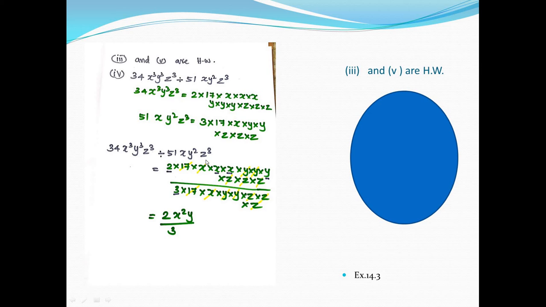First we can strike off 17, then we can strike off x, then we can strike off y, 2 y's, then we can strike off these 3 z's. So the remaining will be 2x square y divided by 3. Let us move to the next one.